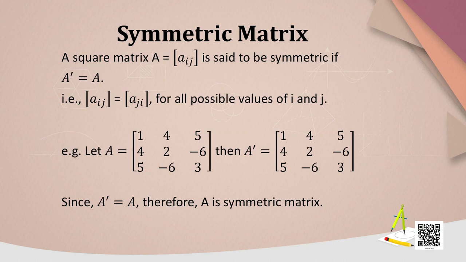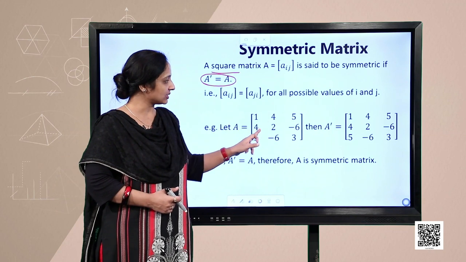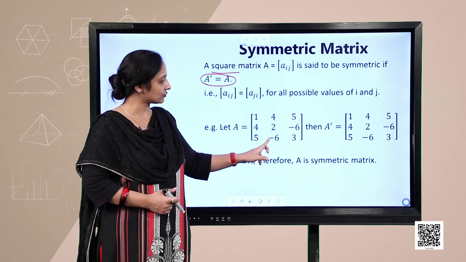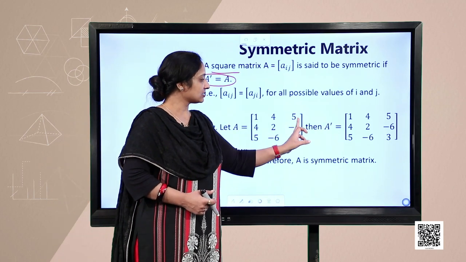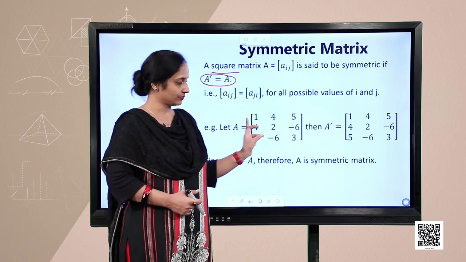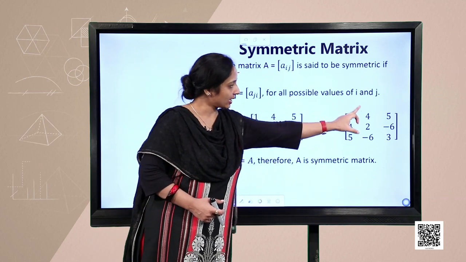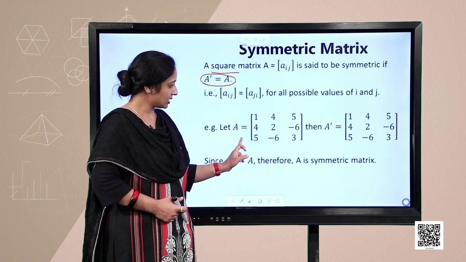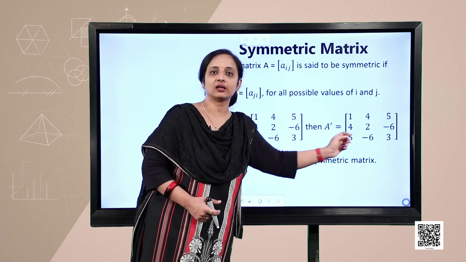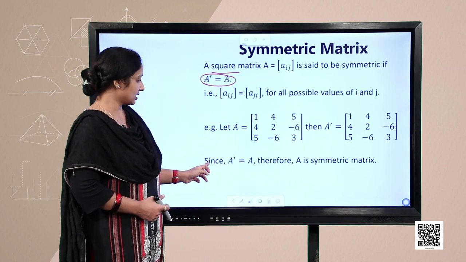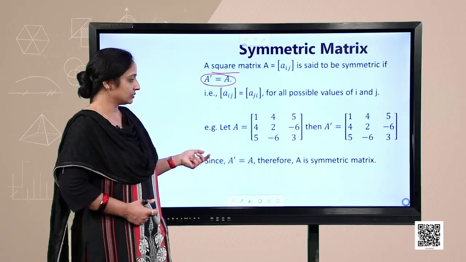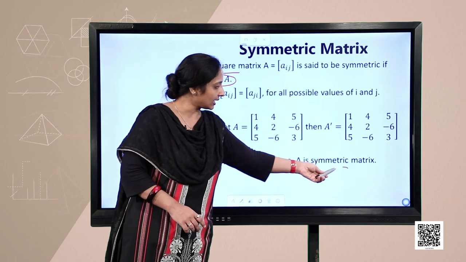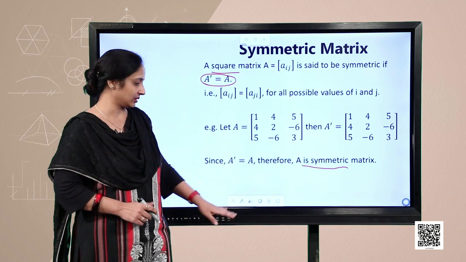Let me take one example here. Let this be a matrix A consisting of elements 1, 4, 5, 4, 2, minus 6, 5, minus 6, 3. Then you take its transpose: make row 1 as column 1, row 2 as column 2, and row 3 is converted into column 3. Then you can see that A transpose and A, both the matrices are equal. So in that case you can say that A is a symmetric matrix.